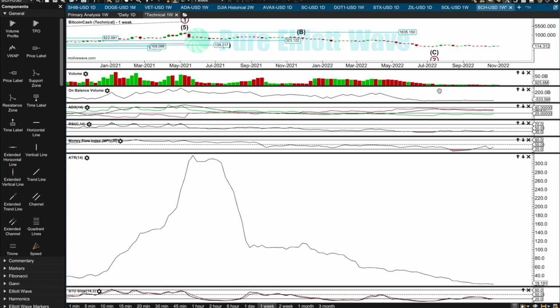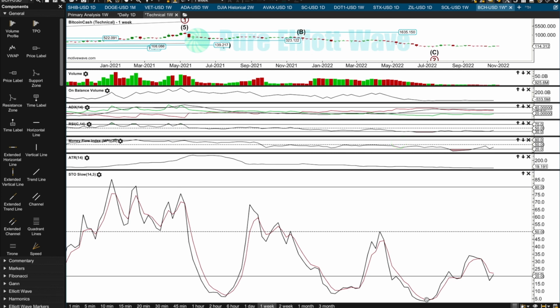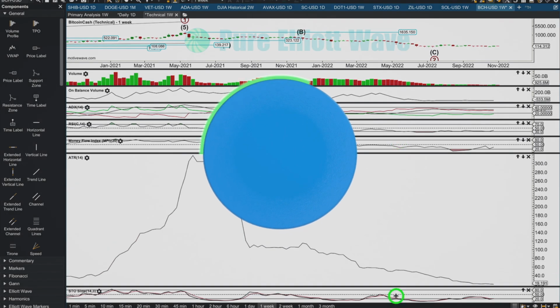ATR continues to decline. That's okay, that's normal around lows for these markets. They tend to move up off their lows quite slowly. And stochastics was oversold at the low. What about the daily chart level?